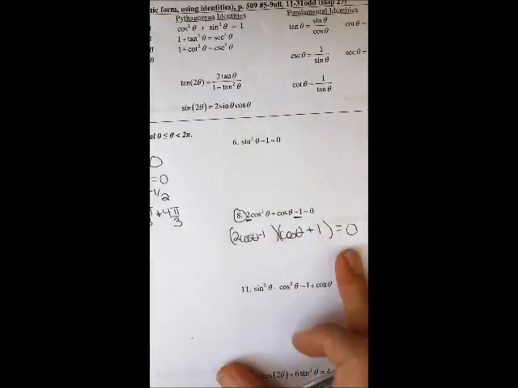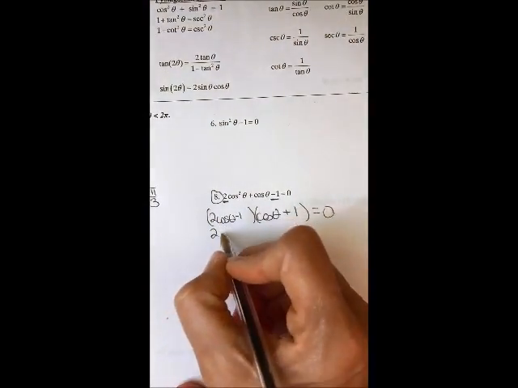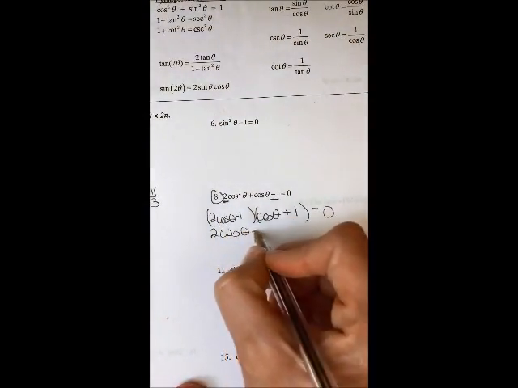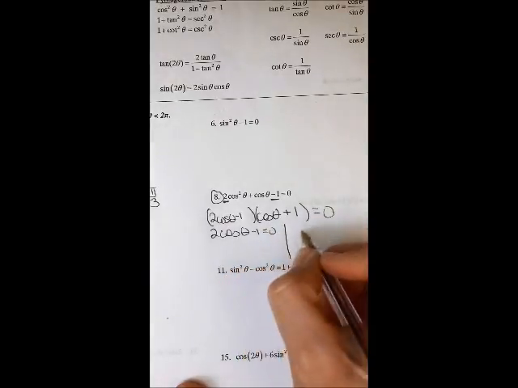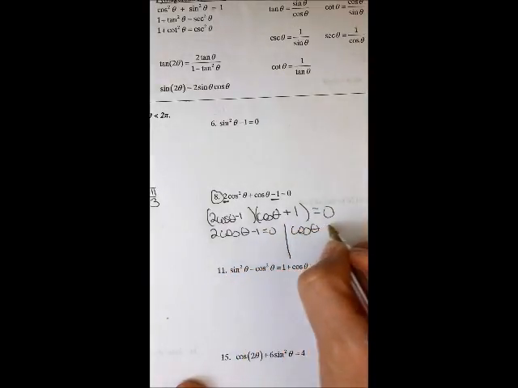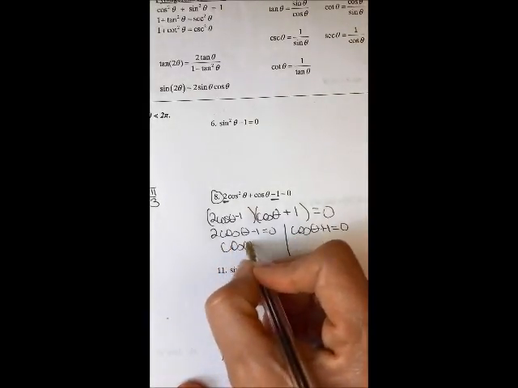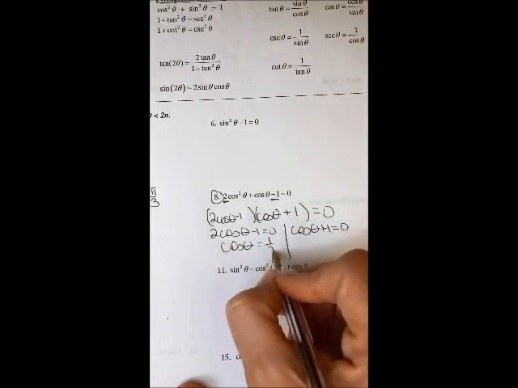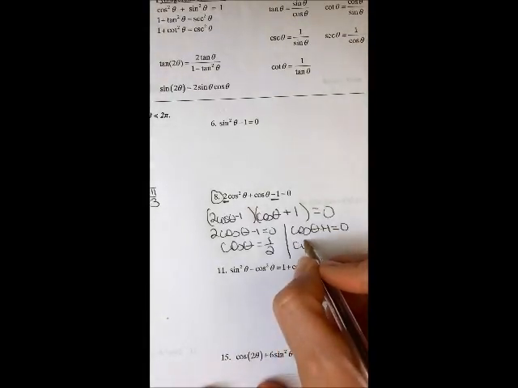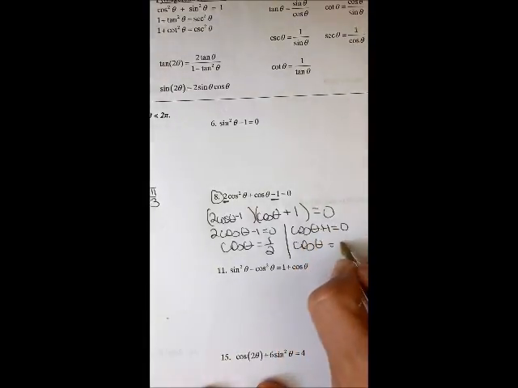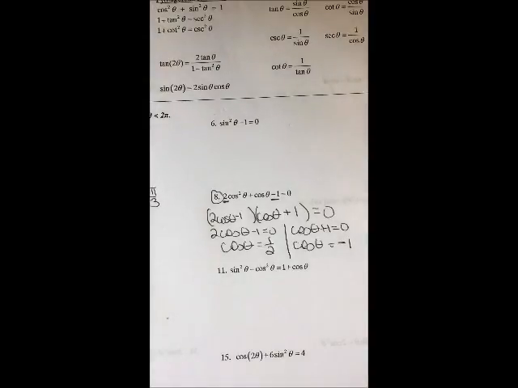Now I'm going to do just like we did on problem number 5. I'm going to take each one of these factors and make them equal 0. If I solve the first one, I'm going to add 1 to both sides, divide by 2, I get positive 1/2. If I solve the second one, I'm going to subtract 1 from both sides, and I get negative 1.